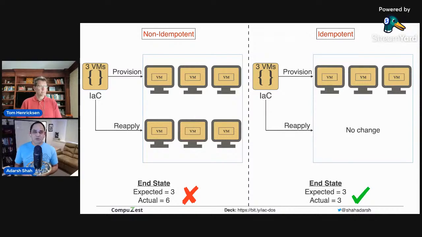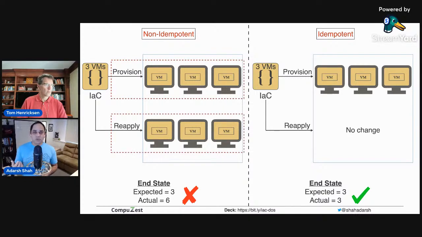So here, let's look at an example of what non-idempotent and idempotent code looks like. First off, let's say we want 3 virtual machines. We run our code. It gives us 3 virtual machines. Let's say we reapply the same code again. In case of non-idempotent code, it'll give us 3 machines again, unless we write some custom code to check if the machine exists. But that's code that we need to write, and we need to manage that logic. So in this case, you will end up with 6 actual virtual machines instead of 3. That is not what we expected.